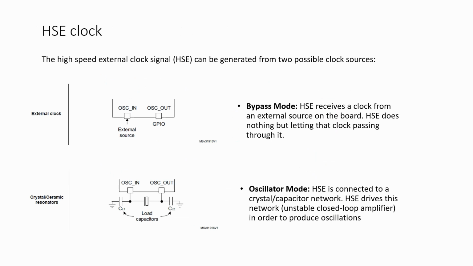We can configure the high-speed external clock in two different modes. The first one is the bypass mode, in which the HSE receives a clock from an external source on the board. The HSE does nothing but let that clock pass through it. And the second one is the oscillator mode, in which the HSE is connected to a crystal capacitor network and then the HSE drives this network in order to produce oscillations.